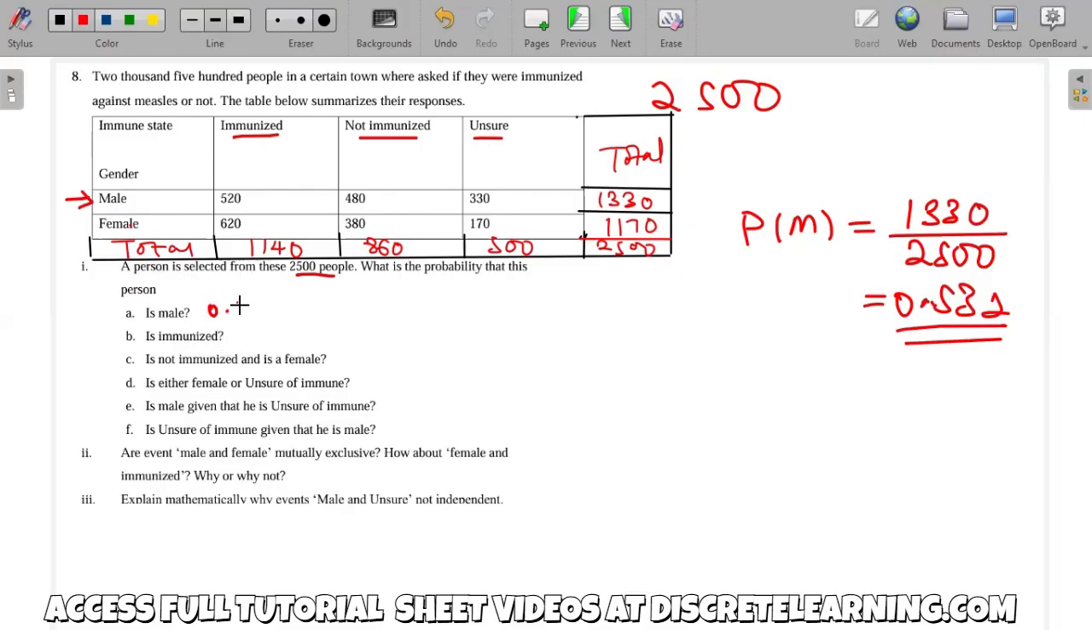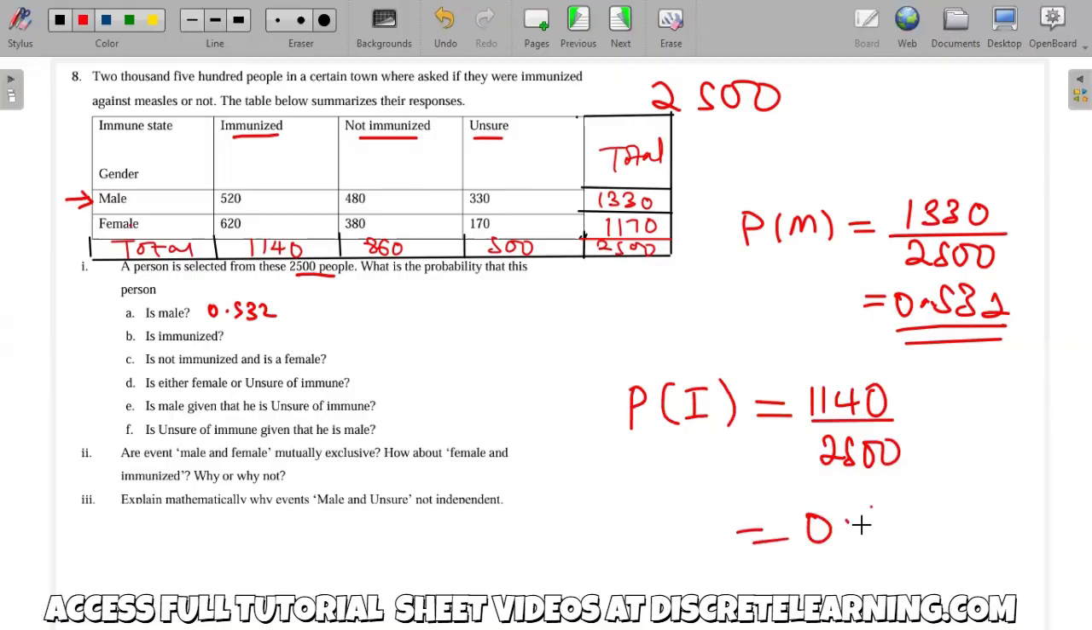So 0.532. Next, the probability that they are immunized. Immunized, I'm going to use I. It's just the total number under immunized here, which is 1,140, divided by the total number of people present, 2,500. So 1,140 divided by 2,500 will be 0.456. So here I'm going to write 0.456.